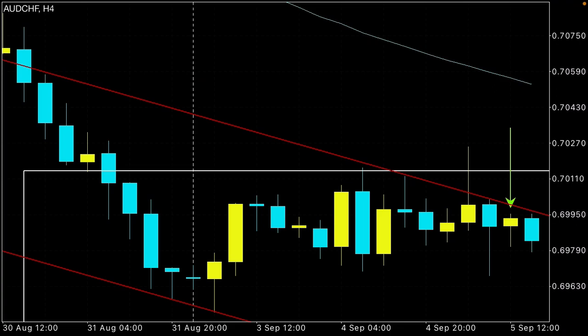It's too slow for me. This even works for Bitcoin. But the thing with Bitcoin is you need a lot of capital. For forex, you don't need a lot of capital.